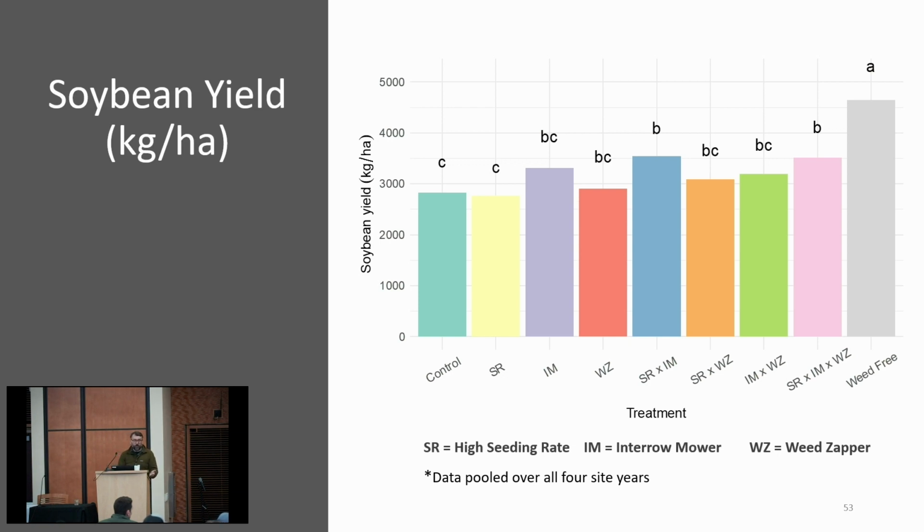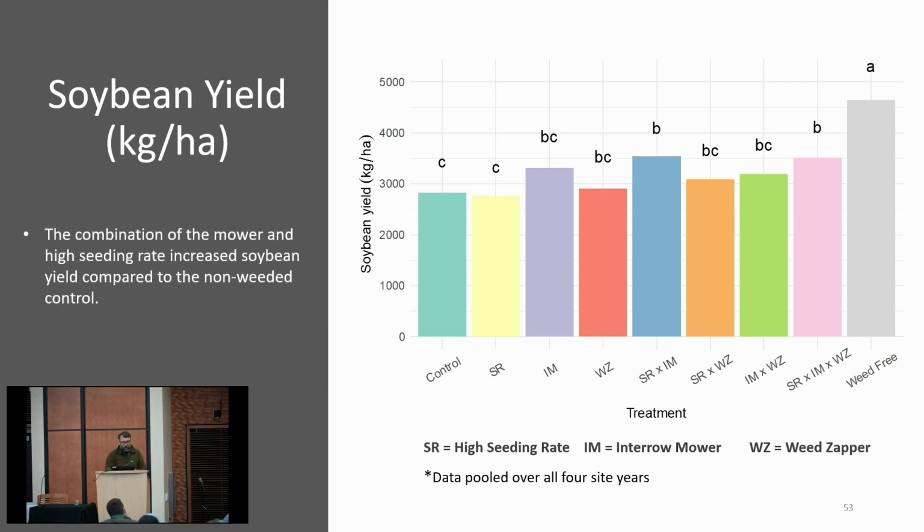Of course, when you're thinking about this, if you're not getting a yield increase that justifies the use of the weed zapper, you've got to think about your return on investment and the cost of running that machine through the field. So perhaps in this case, just the high seeding rate and the inter-row mower would be the best option based on this research under those conditions. Okay. So just a couple other things. Yeah, the combination of the mower and the high seeding rate increased soybean yield compared to the non-weedy control, right? And basically what I was saying before.